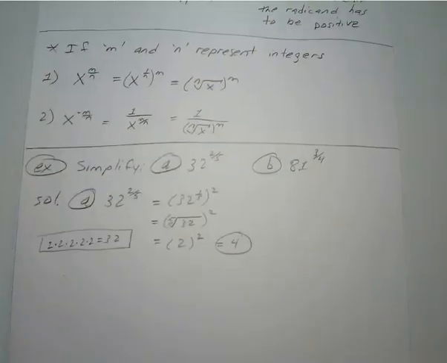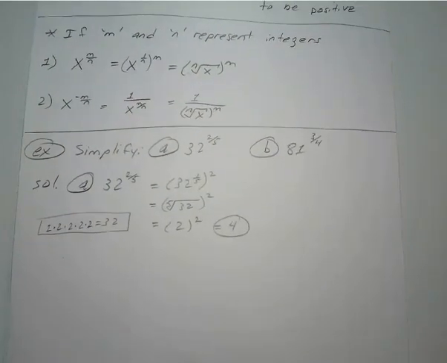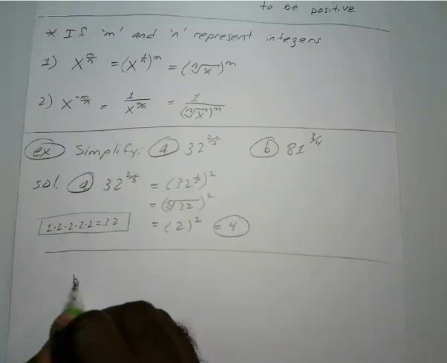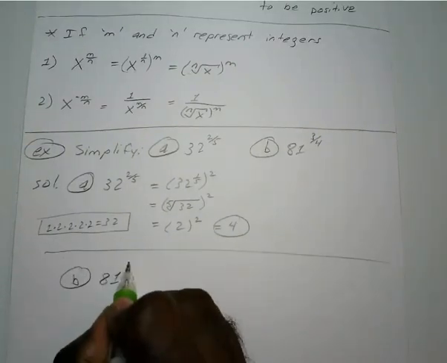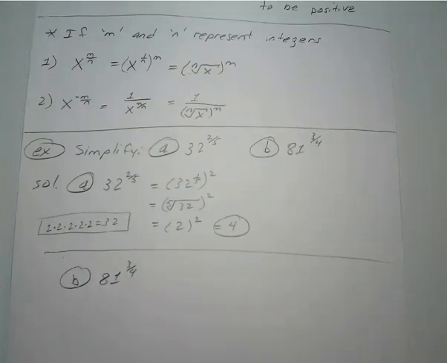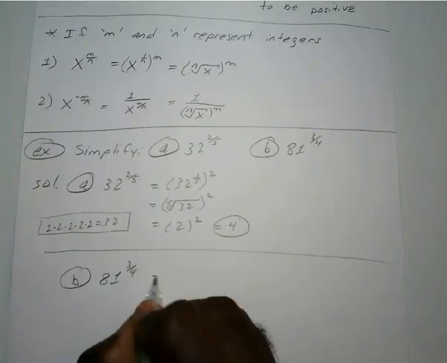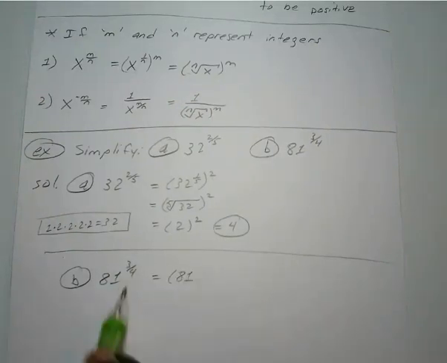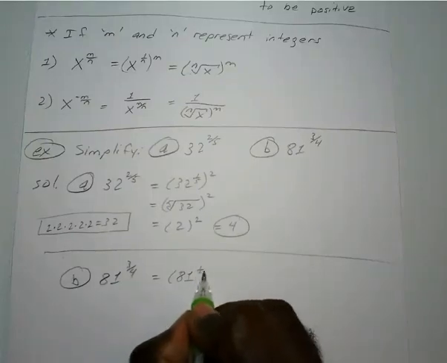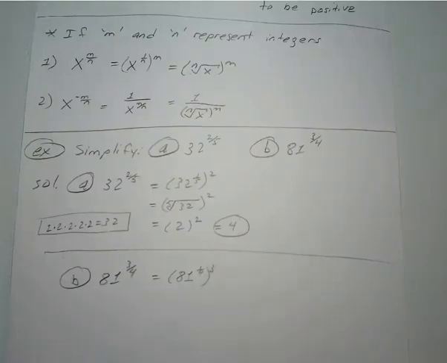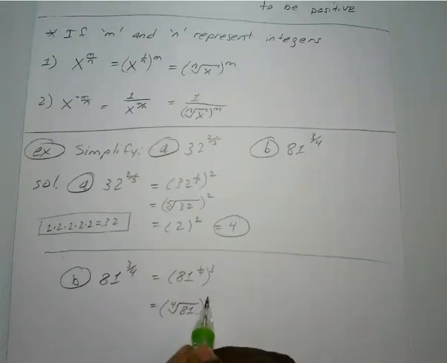Okay, so let's try that again with B. So problem B, we have 81 to the 3/4 power. And again, we get our numerator, and we move that on the outside. So you have 81, since our denominator is 4, that's to the 1/4 power, and we move our numerator to the outside. Now 81 to the 1/4 power, we know that's just the 4th root of 81, and we still have our 3rd power up there.